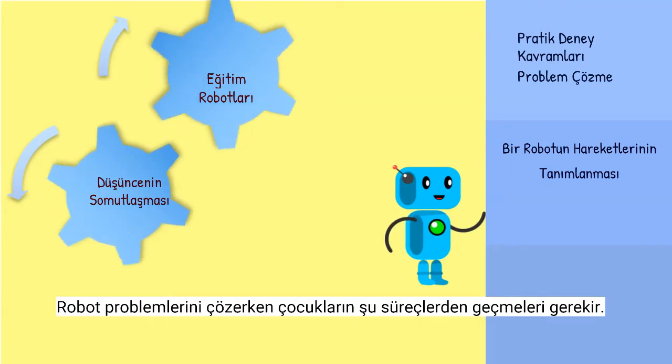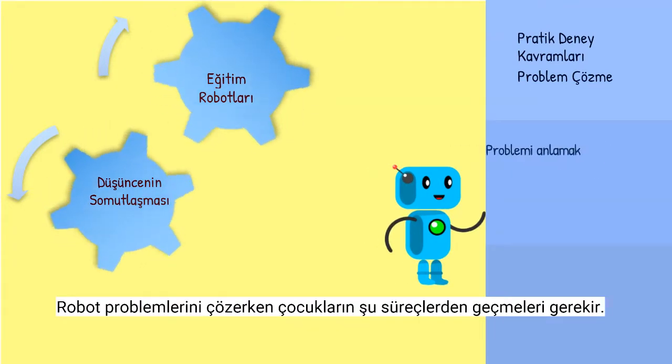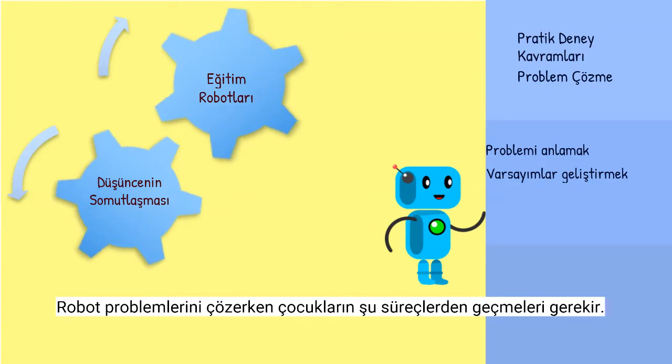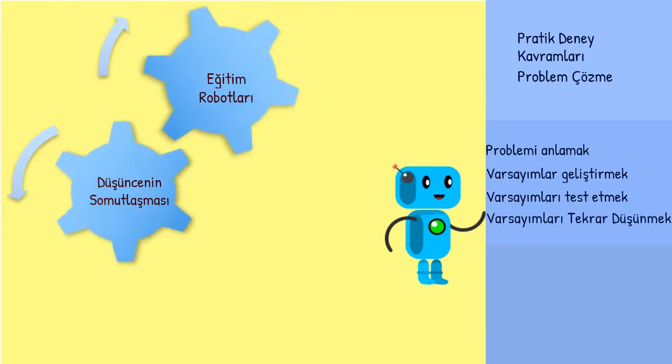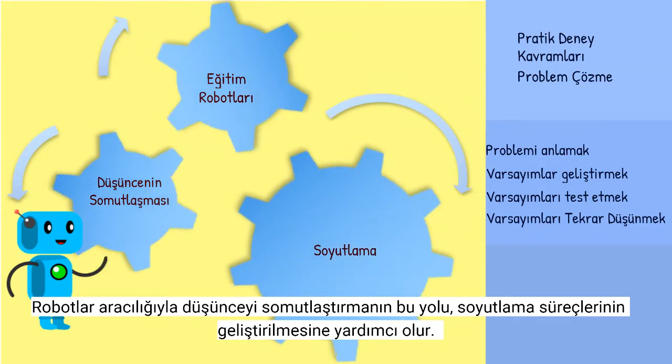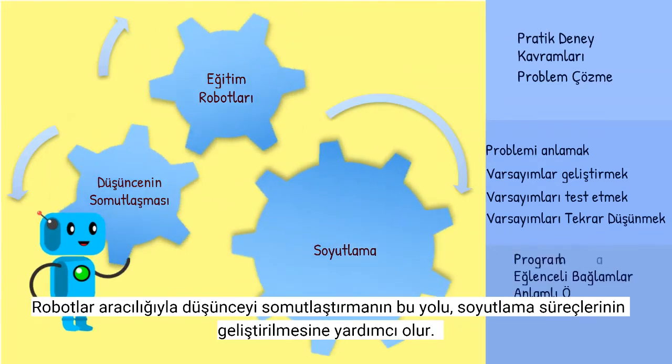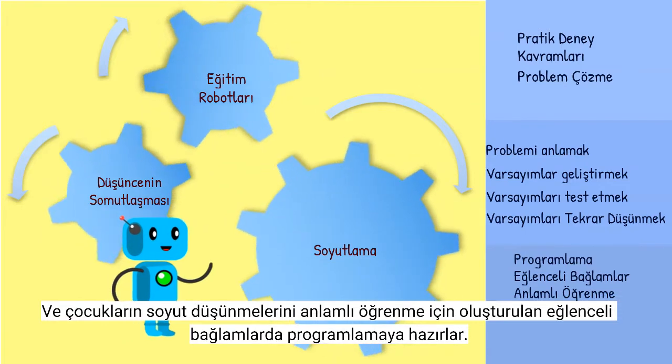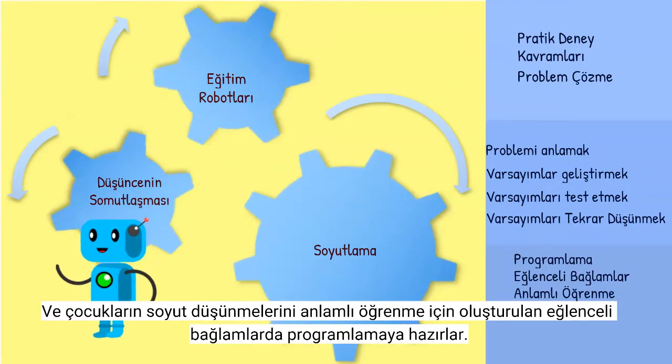When solving robot problems, children need to understand the problem, develop conjectures, test them and if wrong, rethink their conjectures. This path of materializing thought through robots helps develop abstraction processes and prepares children's abstract thinking for programming, in playful contexts for meaningful learning.